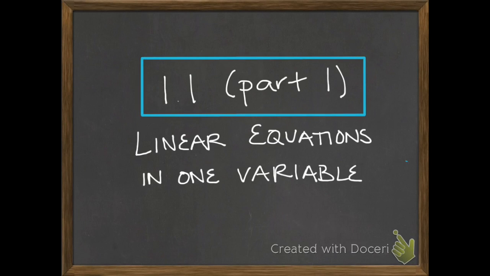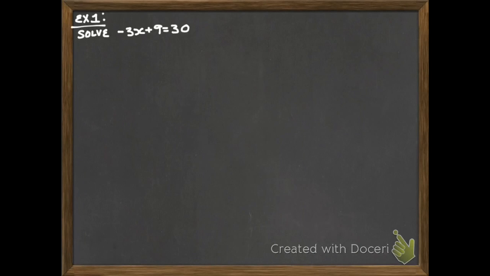So this video is on section 1.1, part 1, which is solving linear equations with one variable. So this first example asks us to solve negative 3x plus 9 equals 30.